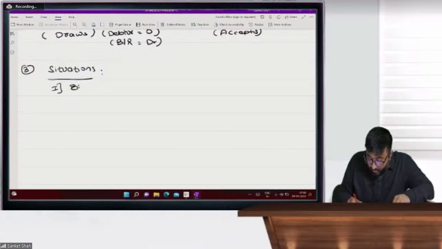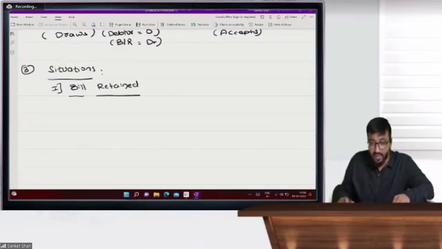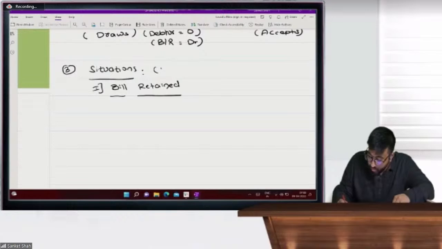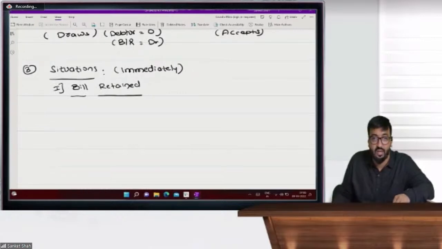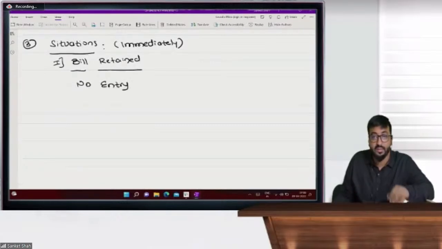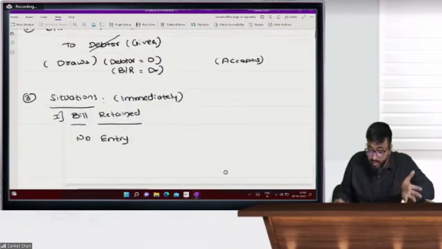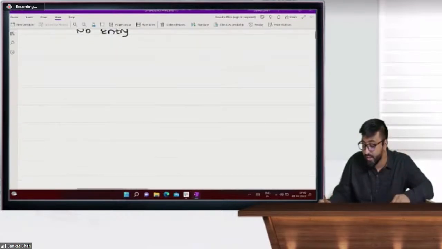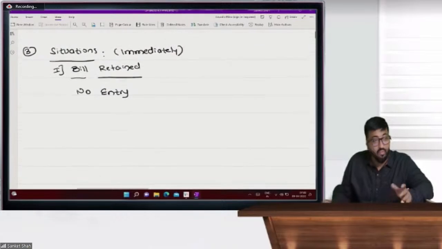Bill retained. Honor will come later, beta. Bill retained. Now immediately what is he going to do? What is the drawer going to do with that bill? Immediately that bill will be retained. So retained means no entry. Remember, how will the entry for retained be made? Because the bill is already with you, and the debtor is getting cancelled. So bill retained, no entry.